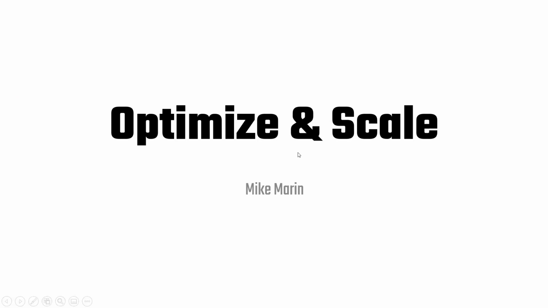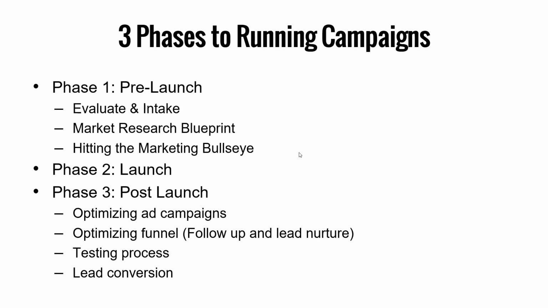Once the ad is created, we then move into the next stage, which is optimize and scale. This is really how you read the numbers. The way that I think of it is there are 3 phases to running a campaign. You've got the pre-launch. That's where we did the evaluate and intake. We did the market research and blueprint, and we did hitting the marketing bullseye.